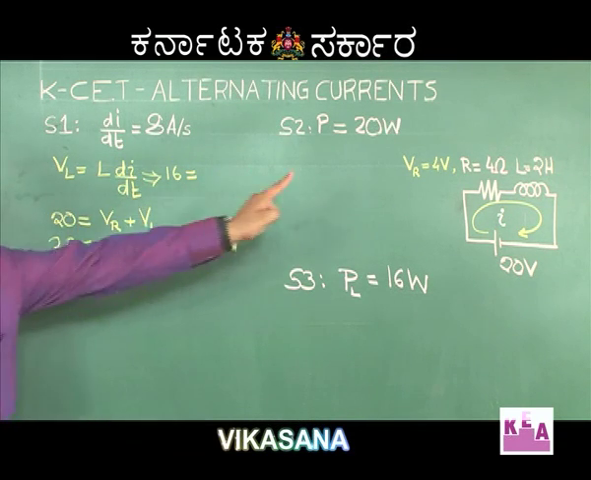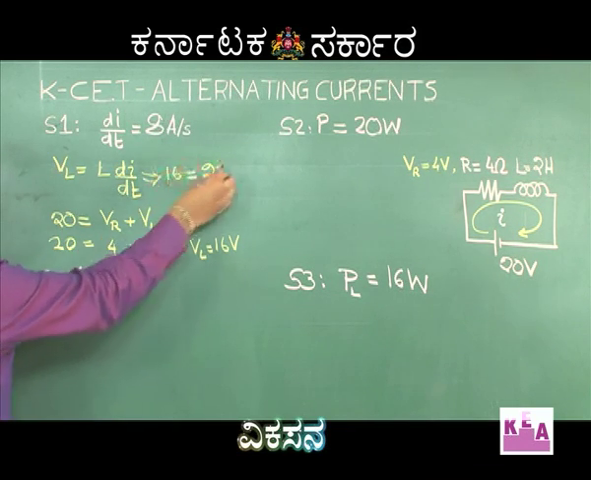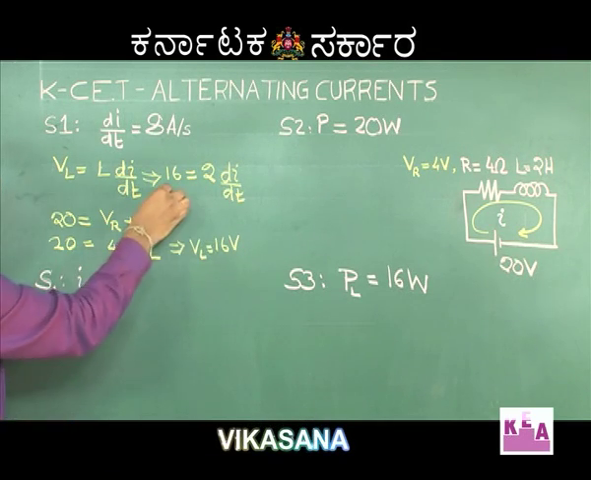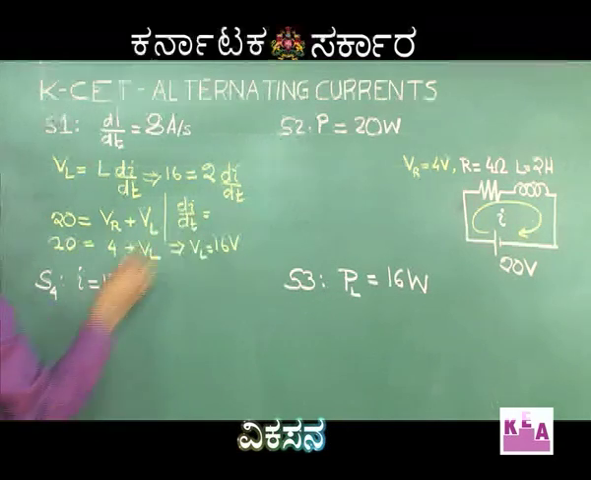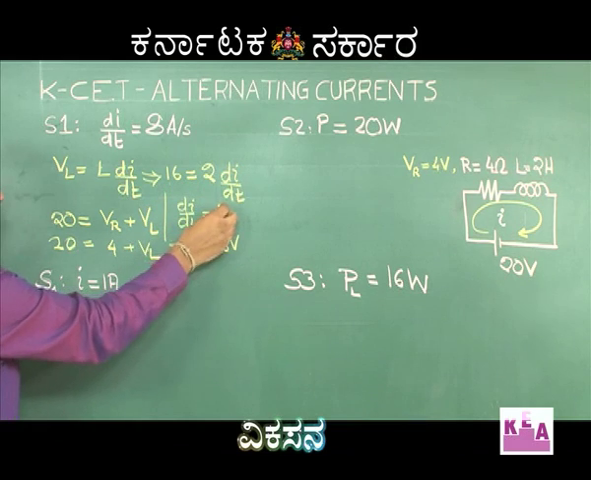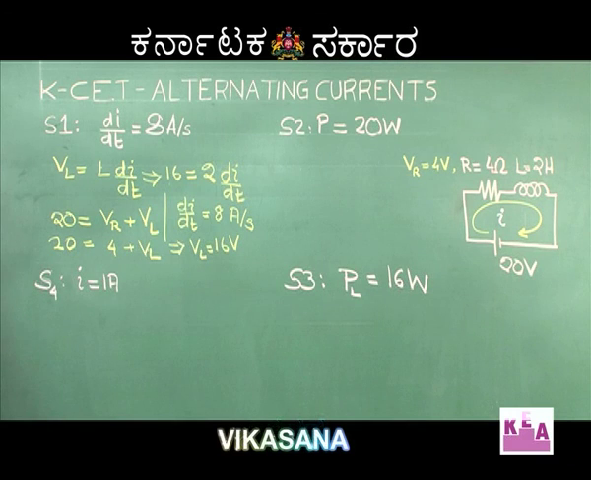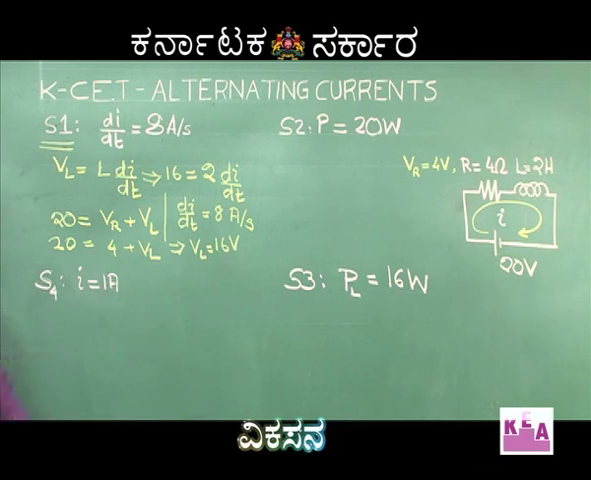But L value is given in the question as 2 Henry. So, therefore, instead of L, we can substitute 2 Henry into di by dt. So, di by dt will be equal to 16 divided by 2, which is equal to 8. Therefore, 8 ampere per second, which is 16 by 2, is correct. So, we observe that this statement which says di by dt is equal to 8 ampere per second is in fact correct. So, statement 1 is definitely true.